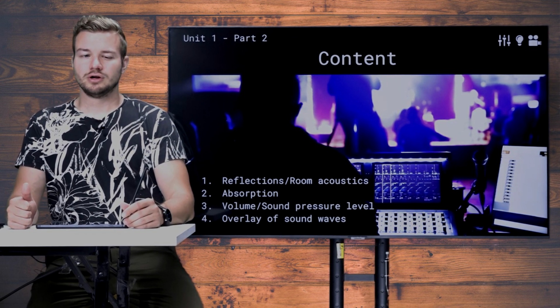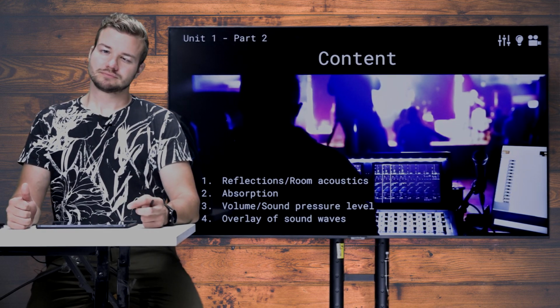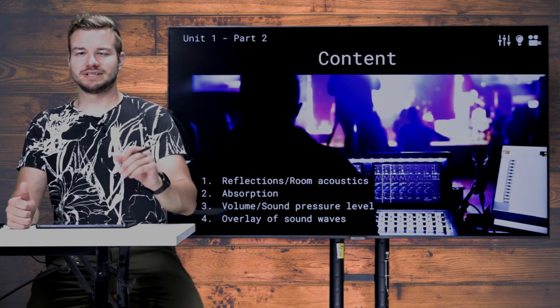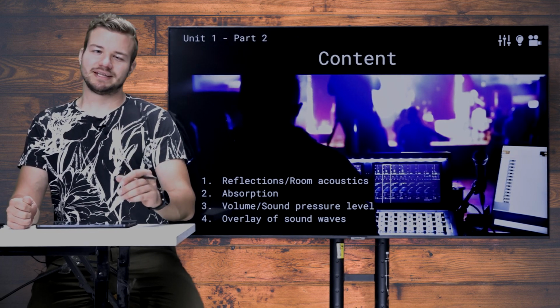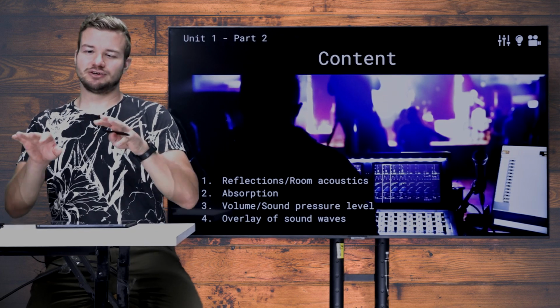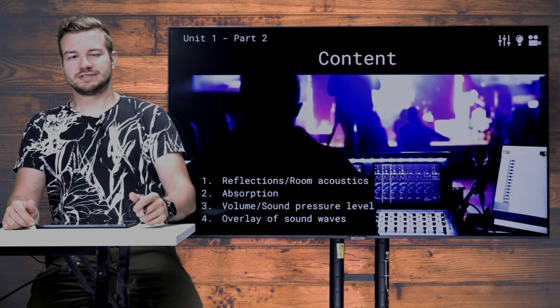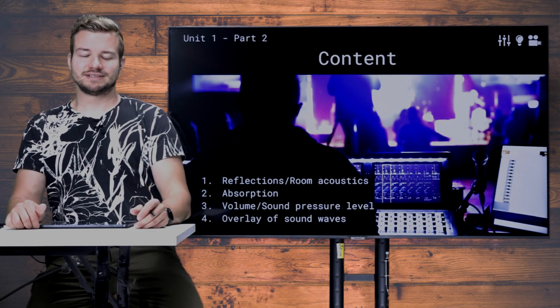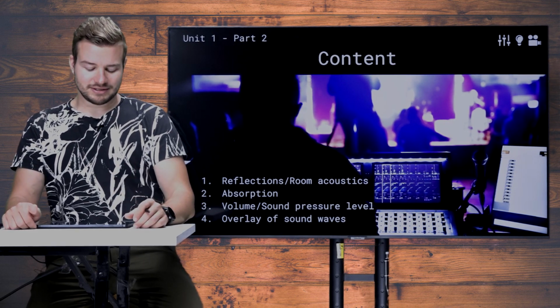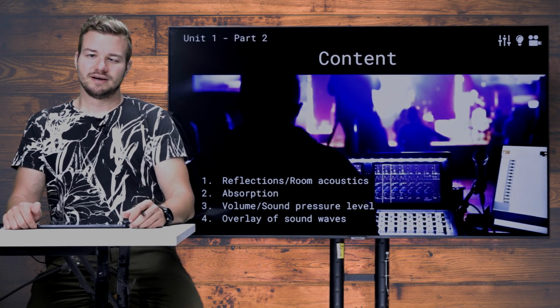And then number four, pretty important too, is the overlay of sound waves. That means when there are two sound waves at the exact same time, at the exact same point in the room, what happens? They occur at the same place, so they basically overlay. We have to sum them up and then we get a certain effect. So we'll talk about what happens when the sound waves overlay.